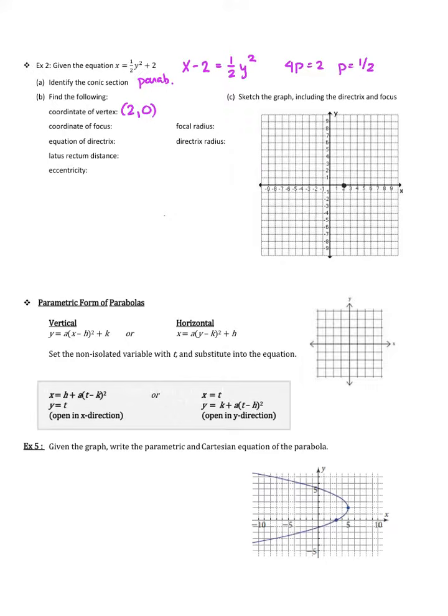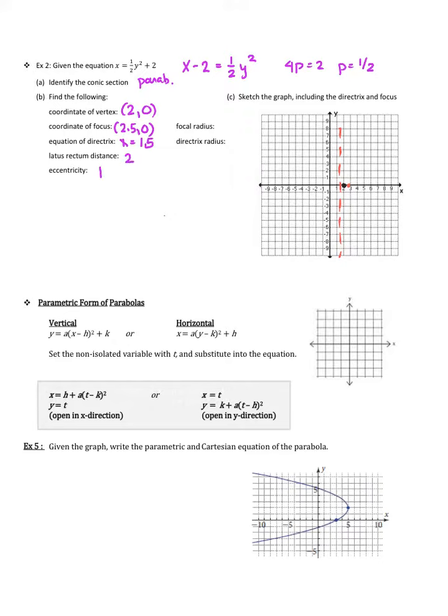So my vertex was at 2, 0. My focus is half a coordinate forward and half a coordinate behind. There we go. Now all is right with the world. So the coordinate of my focus is 2.5, 0. My directrix is x equals 1.5. Latus rectum distance, that is the 4p, which is 2.